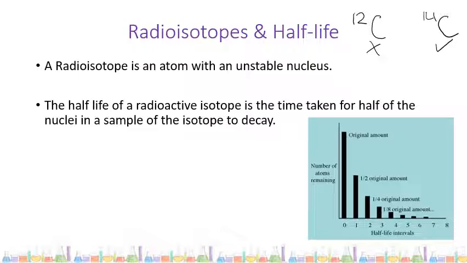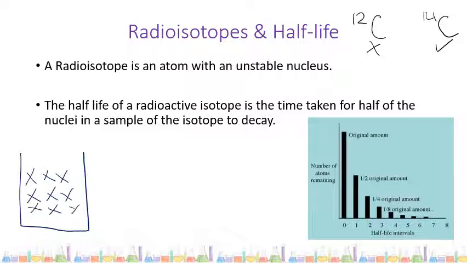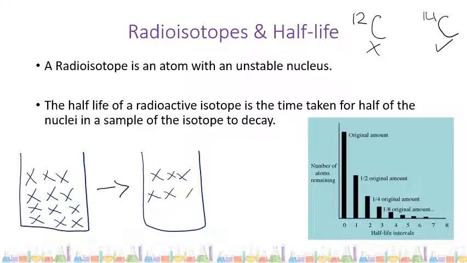The half-life of a radioactive isotope is the time taken for half of the nuclei in a sample of the isotope to decay. So let's discuss what that means. If I take a sample of isotopes, let's put 12 isotopes in here. The half-life is the time it would take for half of those isotopes to decay. So I had 12, so the half-life is the time it would take for 6 of them to decay.